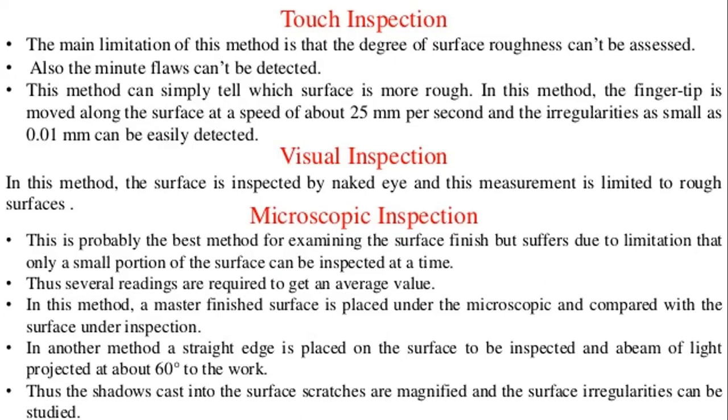Only a small portion of the surface can be inspected at a time. So a larger surface area can be inspected only in small portions, but not at a single time. Thus several readings are required to get an average value, that is the sampling program. In this method, a master finished surface is placed under the microscope and compared with the surface under inspection.